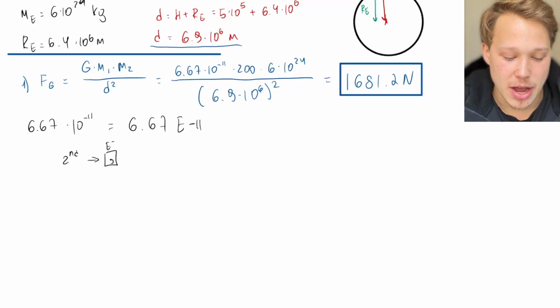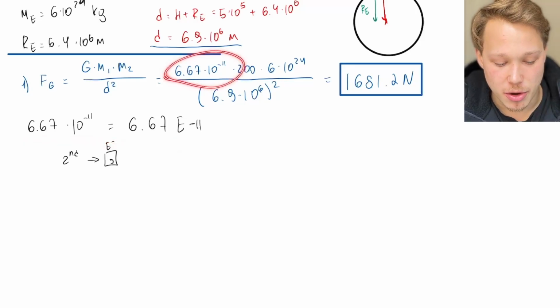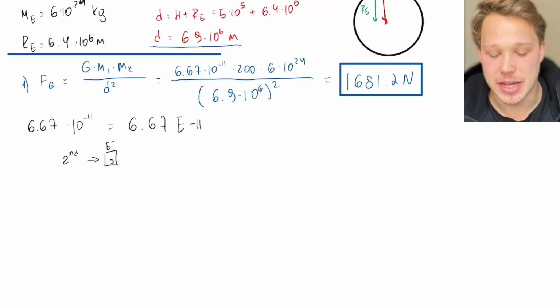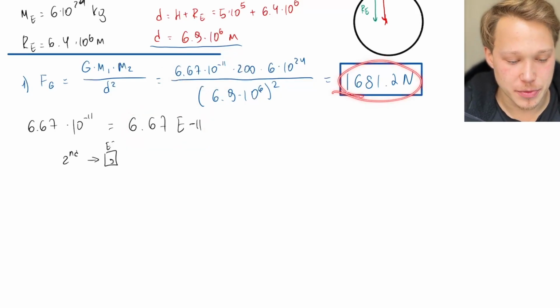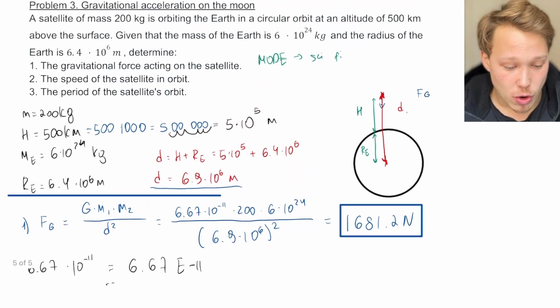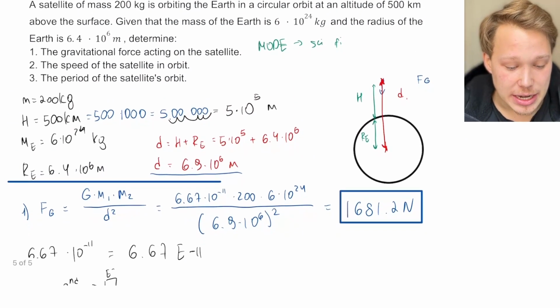This is a kind of a calculator way of writing this number, and it will make your calculation a lot simpler. So this will be my advice if you didn't get the same number. Now let's take a look at part B: calculating the speed of the satellite in the orbit.